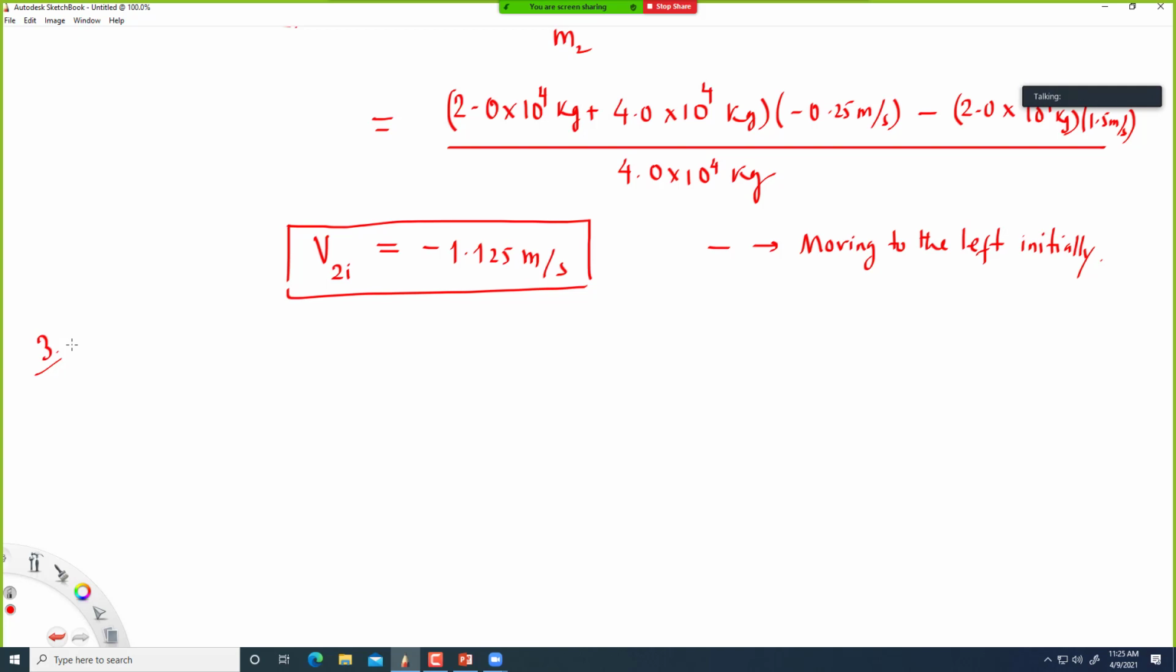So what's David's speed? Here also we use the conservation of momentum. Momentum before pushing is equal to momentum after pushing.